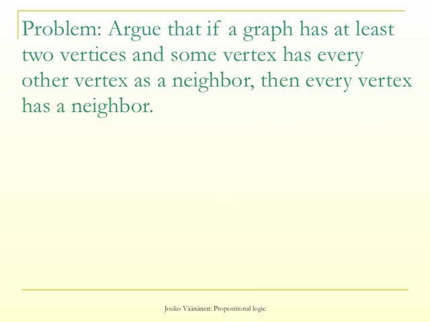Argue that if a graph has at least 2 vertices and some vertex has every other vertex as a neighbor, then every vertex has a neighbor.